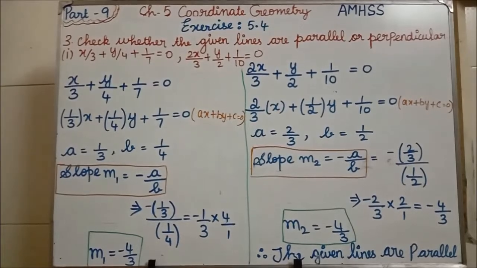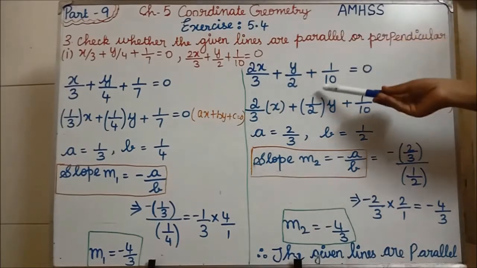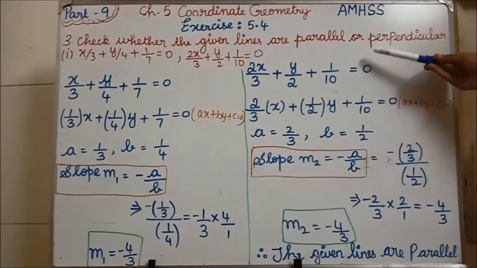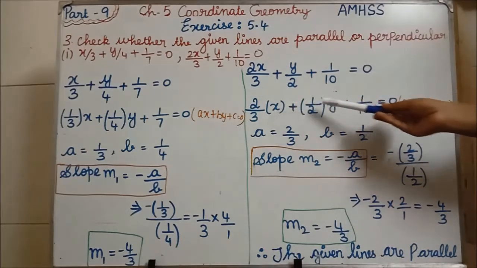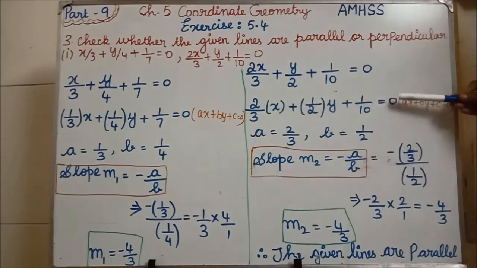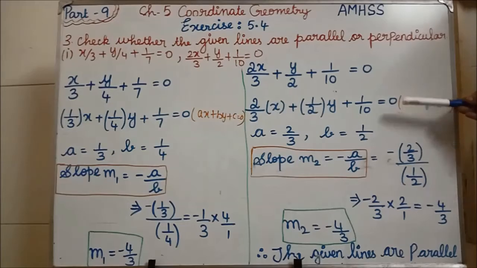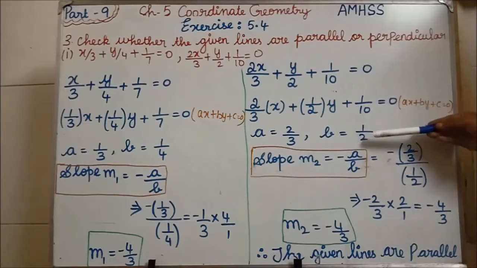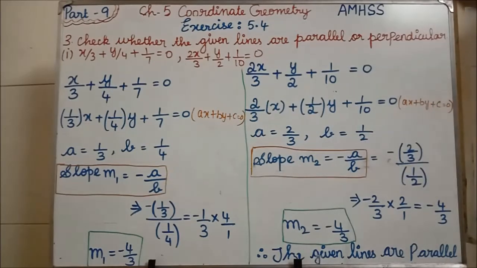Now next, using the second equation we have to find the m2 value. What is the second equation? 2x by 3 plus y by 2 plus 1 by 10 equal to 0. Separately write the x, y. Remaining is what? 2 by 3 here, 1 by 2, plus 1 by 10 equal to 0. Again this is also in the form of ax plus by plus c equal to 0. So in the place of a, what are we having? 2 by 3. In the place of b, what are we having? 1 by 2. Clear? Again slope m2 equal to minus a by b.